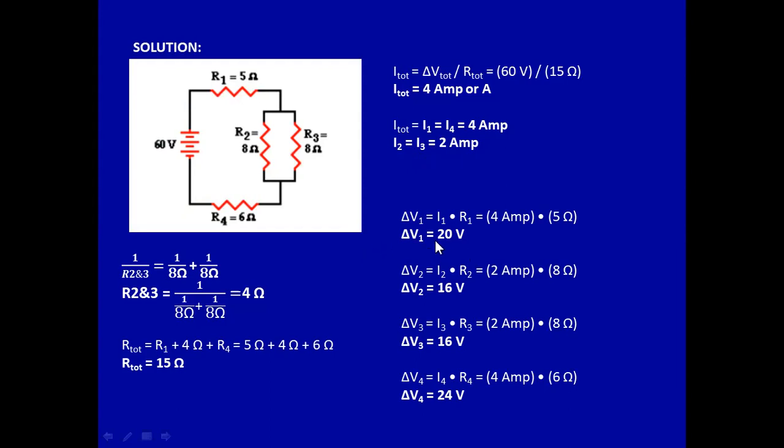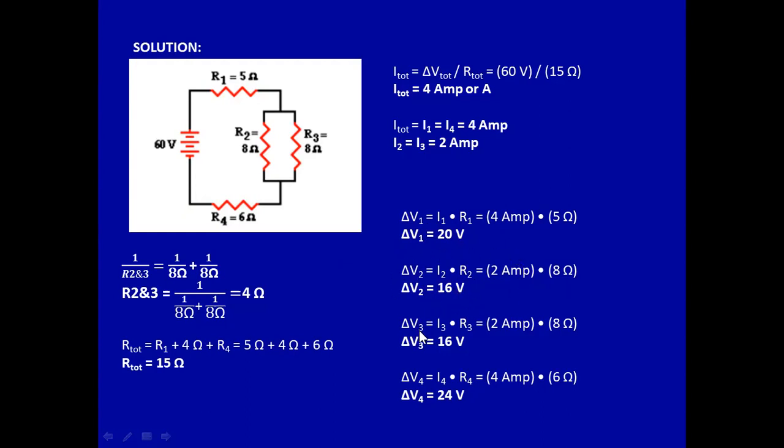Your voltage at this point would be equal to 20 volts. How are you going to get your 20 volts? You're going to use your Ohm's law. V would be equal to IR. Okay? So we have this one, your 4 amperes, multiply it with 5 ohms. Okay? Which leads us to 20 volts. For your resistor 2, we have I2 R2 as 2 amps multiplied with 8 ohms, which leaves us 16 volts.